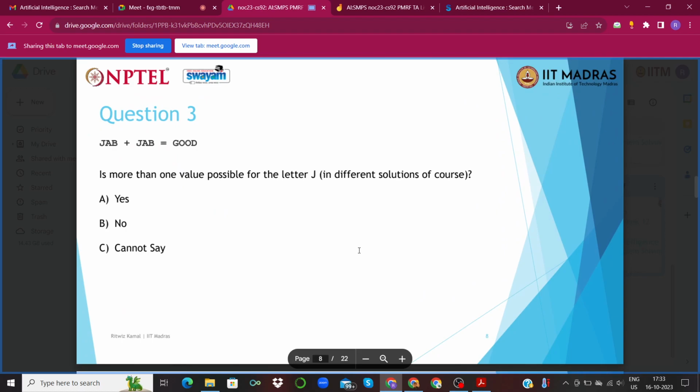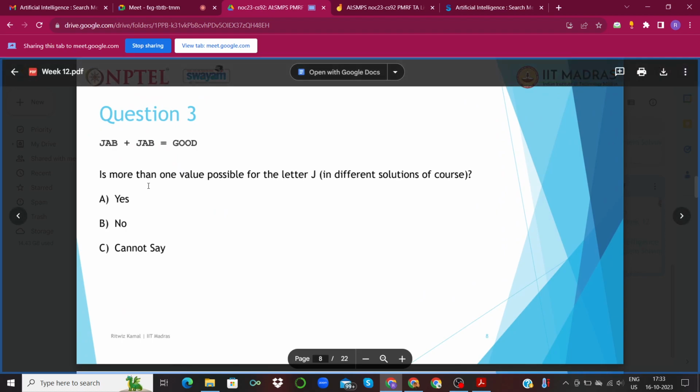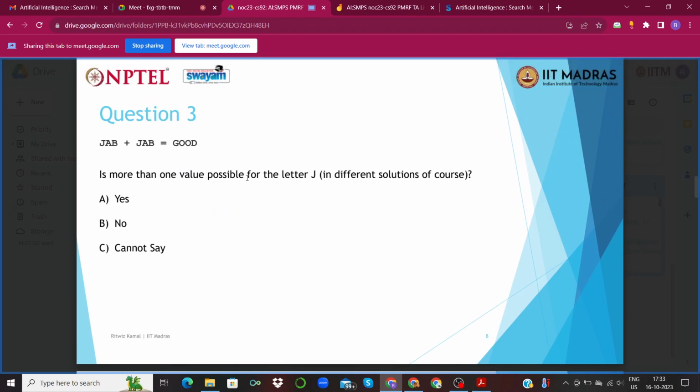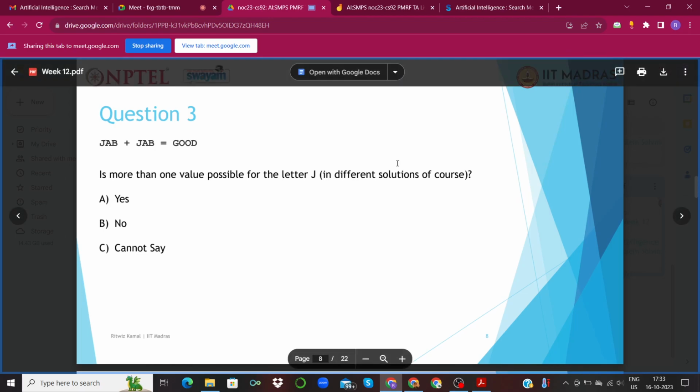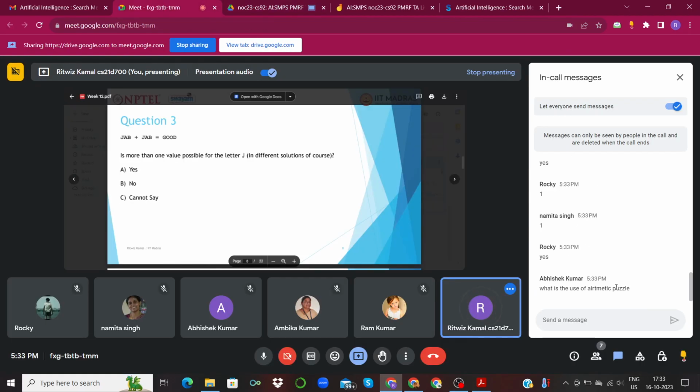And is more than one value possible for the letter J in different solutions? As we saw, this is possible, and so the answer would be yes.